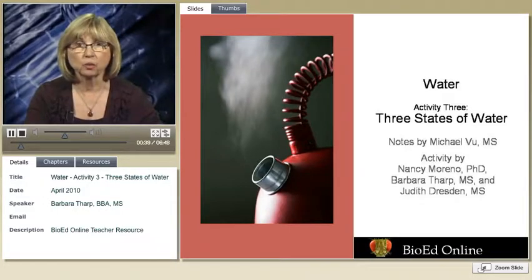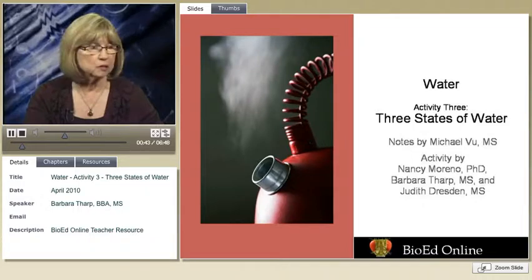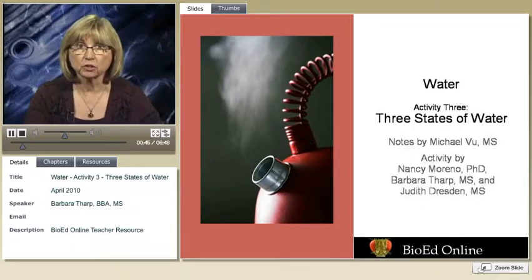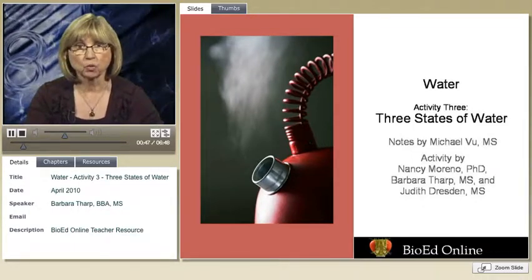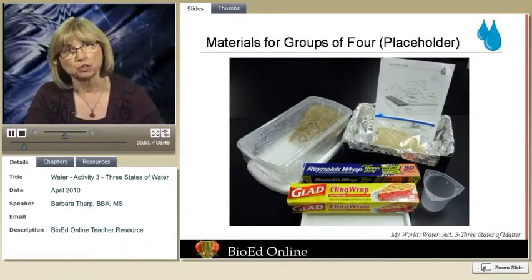The concepts that we want them to get from this are water can be found naturally in the forms of gas, liquid, and solid, and the introduction or removal of heat energy will cause water to change from one state to another. First of all, let's look at the materials.